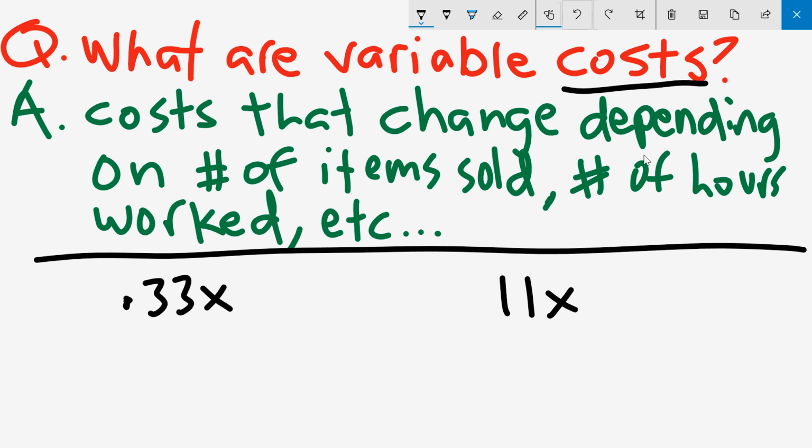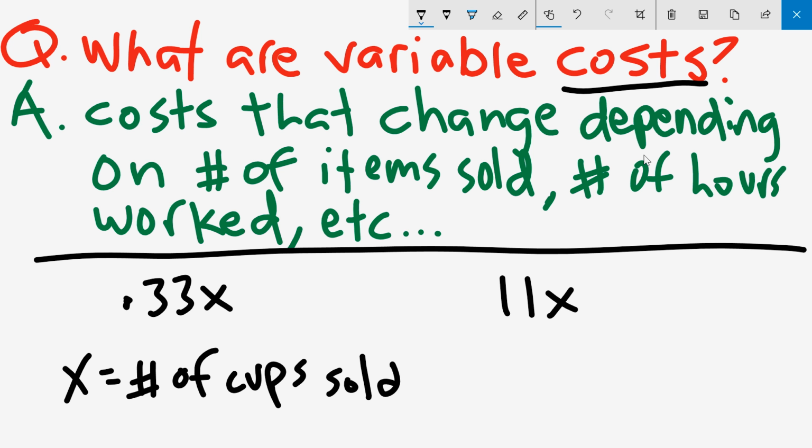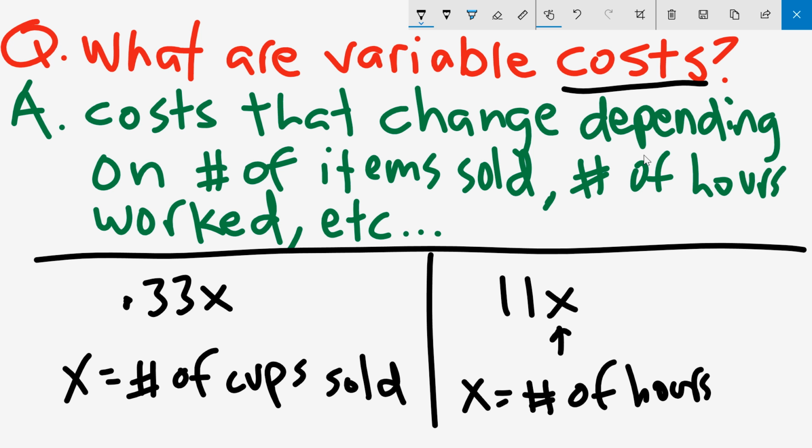So in this case, x represents the number of cups sold, right? That you sell. And in this model, it's a completely different model. x is equal to the number of hours worked, right? So in both of these models, x represents something different, right? One model is for when we're focused on one thing, the other model is for when we're focused on another.